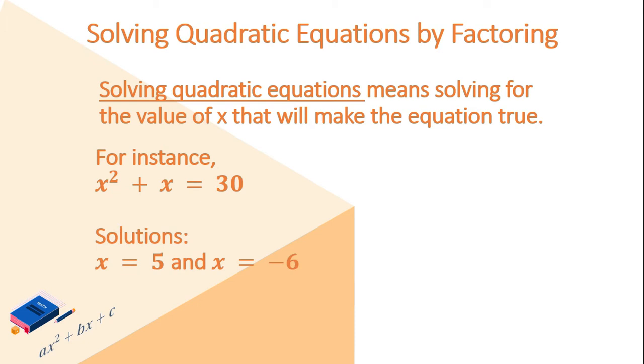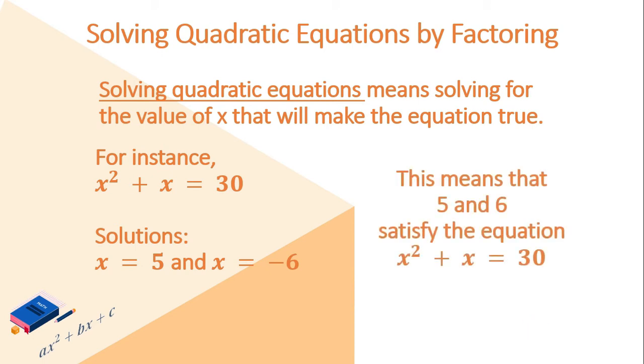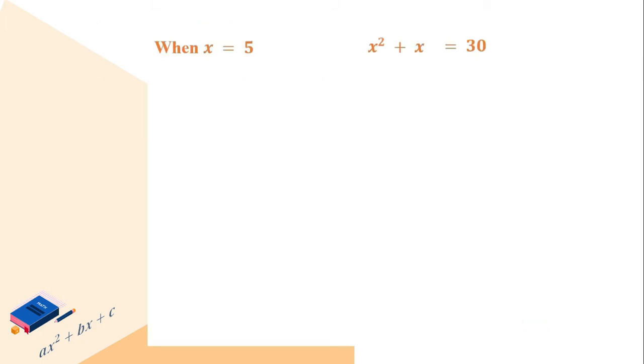So the solutions are x is equals to 5 and x is equals to negative 6. So this means that 5 and negative 6 satisfy the equation x squared plus x equals to 30. So let us check. When x is equals to 5, x squared plus x is equals to 30. So when we square 5 plus 5 equals to 30, 5 squared gives us 25 plus 5, and that is equals to 30. And so it makes our equation balanced or equal.